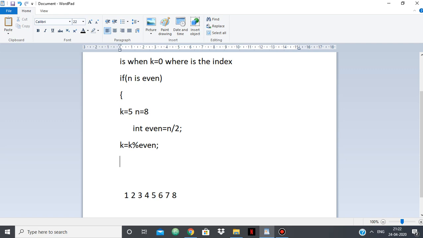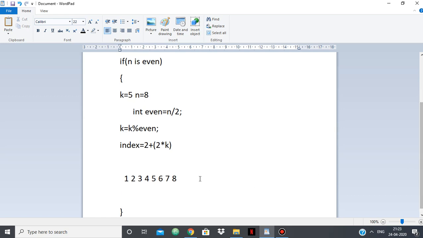And after I do k equal to k percent even, the index which I'll be at is index equal to 2 plus 2 into k. And we have to make sure that this doesn't go beyond n. So for n equal to even, the found index is the index at the pointer, where the explosion will start, when k is equal to 0.